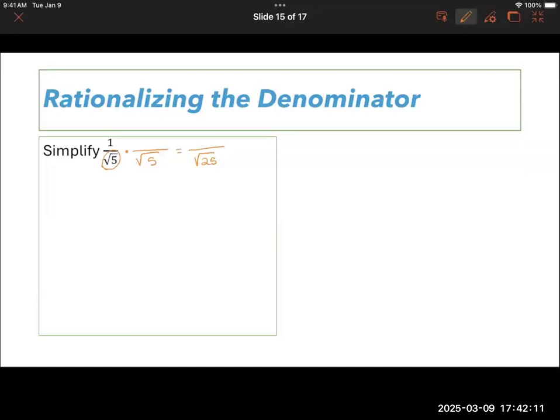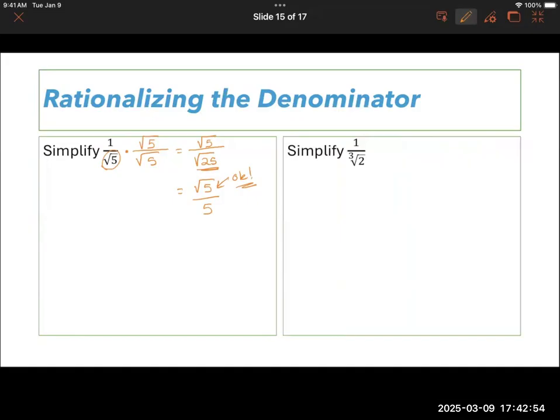But because I want to keep all of my fractions equivalent, if I multiply my denominator by a square root of 5, I also have to multiply my numerator by a square root of 5. So 1 times the square root of 5 will give me a square root of 5 in the numerator. And then I take one more step to simplify this square root of a perfect square, and I end up with the square root of 5 over 5 as my rationalized answer. Having a square root in the numerator is okay. It's when it's in the denominator that it's not considered simplified.